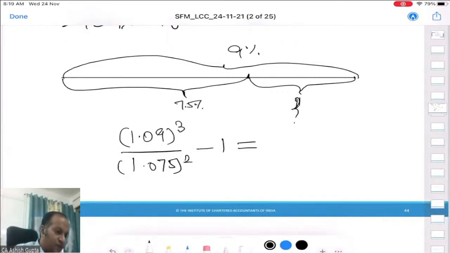Okay, students. Now the resultant figure will be, just compute the figure.